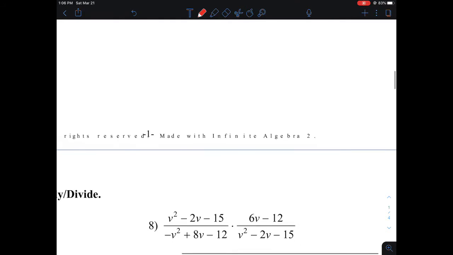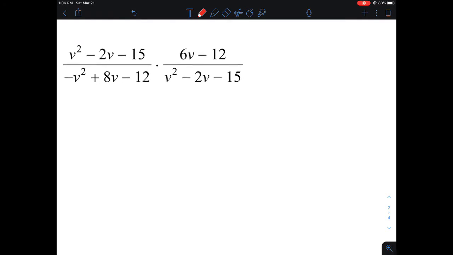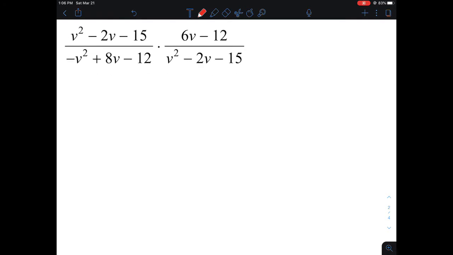Let's see, number 8. Now we're going to go on to multiplying and dividing. I want to perform the operation and simplify. When we're multiplying rational functions, I use the same process as if I'm multiplying fractions. You multiply fractions by multiplying straight across: numerator times numerator, denominator times denominator. However, I don't want to jump right into the multiplying process because I would much prefer trying to reduce this problem as much as I could. So I'm going to go through the process of factoring.